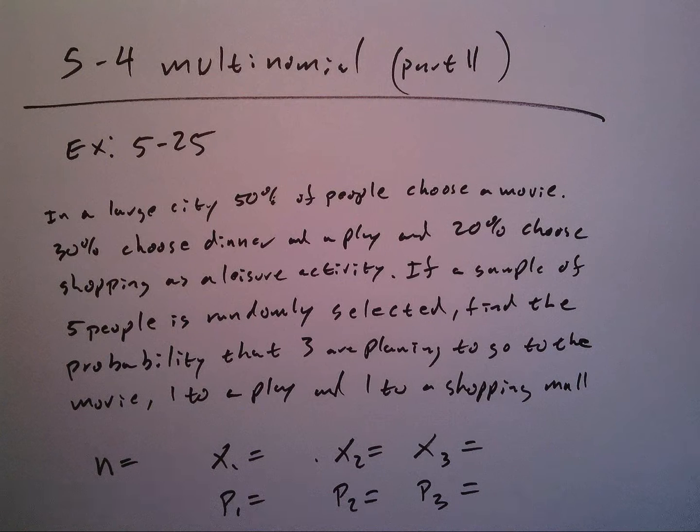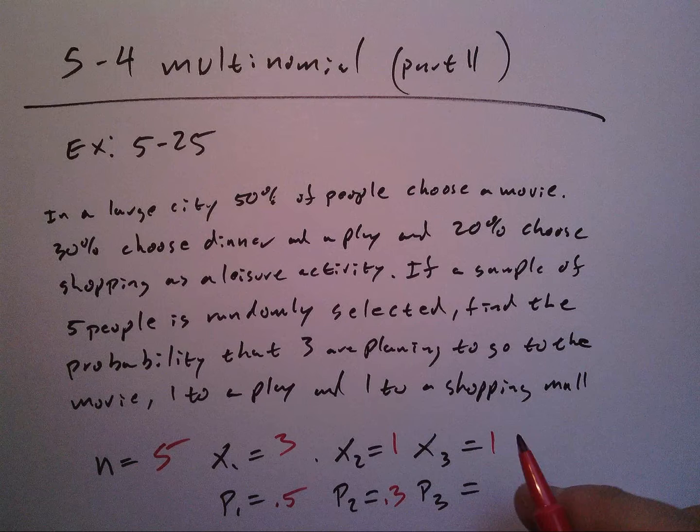So firstly, we are grabbing 5 people, so n is equal to 5. We asked the question of 3 different activities. There's choosing to go to the movie, so that's going to be my first type, and it was 3 of those, which is a chance of 50% or 0.5. 1 was going to a play, so that's 1, and the likelihood of play was 30%, so 0.3. And 1 was going shopping, and that was a chance of 20%.